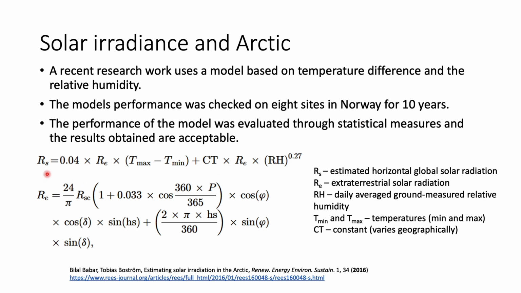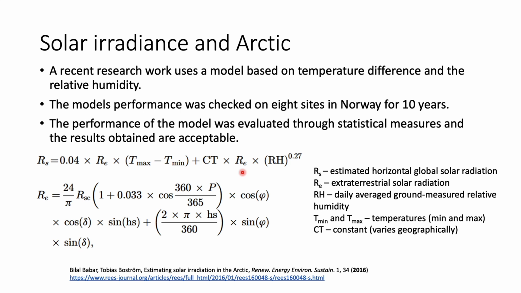given here. Here RS is the estimated horizontal global solar radiation, and the equation is RS equal to 0.04 into RE, where RE is the extraterrestrial solar radiation, into T max minus T min. That means the maximum and the minimum temperature for that particular day, plus Ct, a constant which varies geographically. This is the empirical parameter we talked about, which may keep changing. So this Ct is the constant which is used to address that particular deficiency.